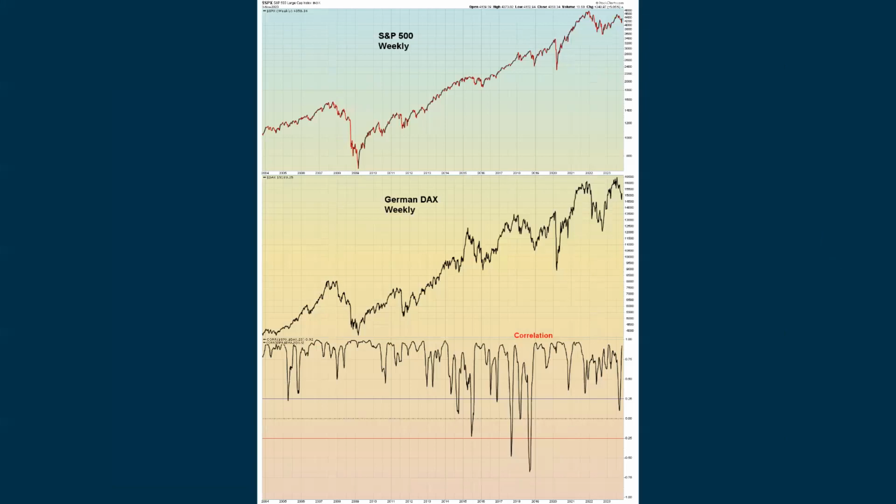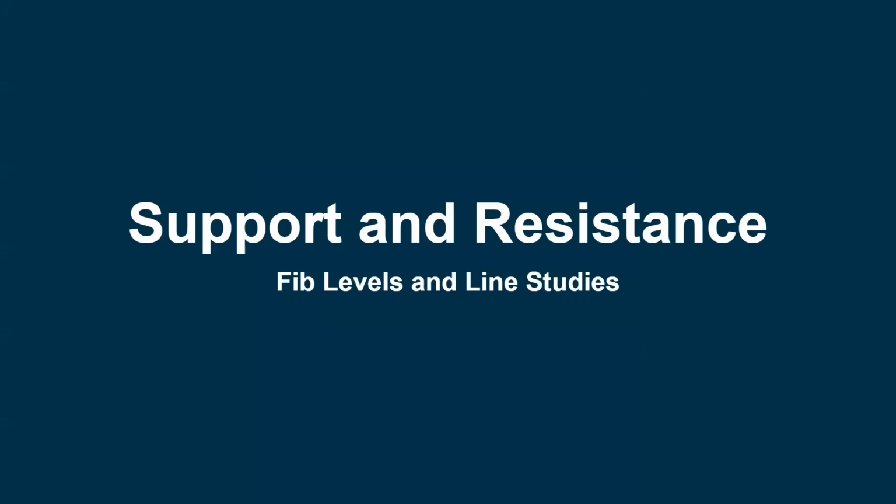And then we have a weekly chart of the S&P on top, and then we have a weekly chart of the German DAX in the middle. We're looking at the correlation between the two, and they have a pretty strong correlated relationship. If they're going up or down, they're tending to do it on a weekly chart in the same direction at the same time. Some support and resistance.